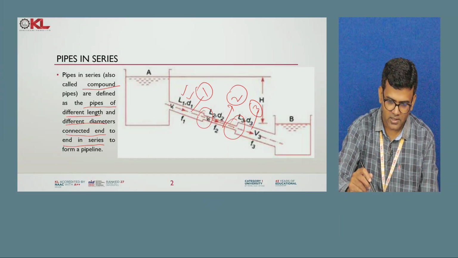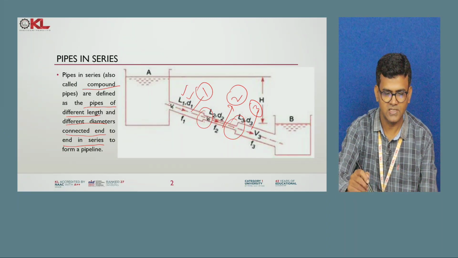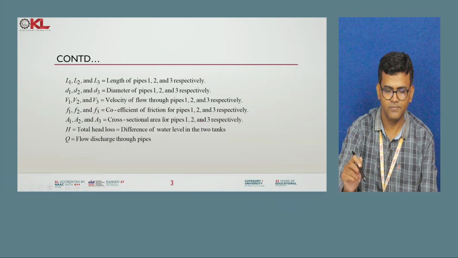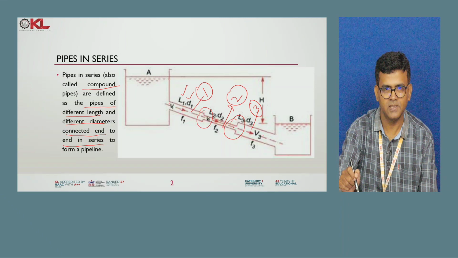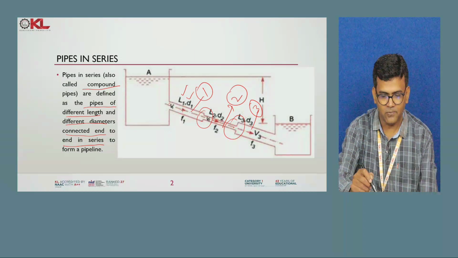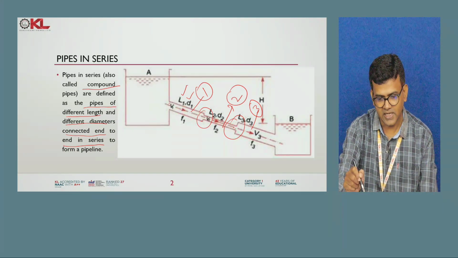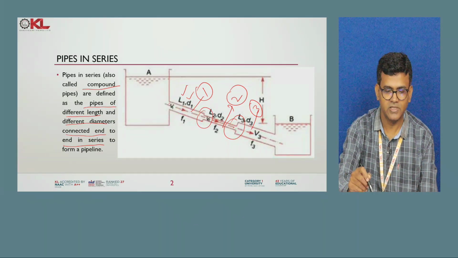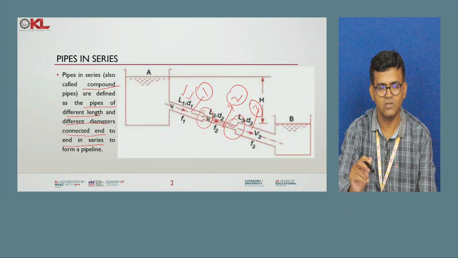Each pipe has two ends, a first and a second end. For pipe 1, for pipe 2, this is the first end, this is the second end. For pipe 3, this is the first end and this is the second end. So the second end of pipe 1 is connected with the first end of pipe 2. Similarly, the second end of the second pipe is connected with the first end of the next pipe. So there is an end to end connection. This combination is called pipes connected in series. This is also called the compound pipe.